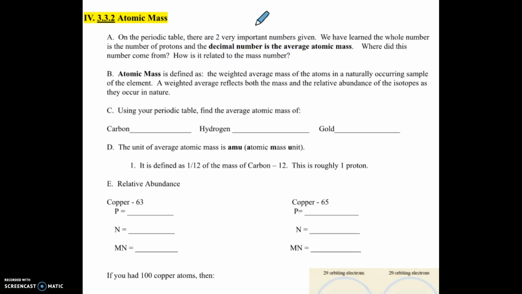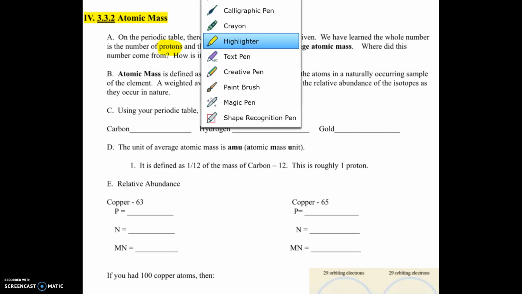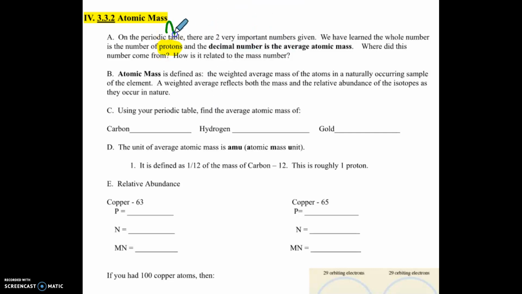We're on page 9 looking at average atomic mass. So you've seen it on the periodic table a couple times, but on the periodic table there are two very important numbers given. We have learned the whole number is the number of protons. That's the atomic number, which equals your number of protons. And the decimal number is the average atomic mass. We'll abbreviate that AAM. That is the decimal number. So where did this number actually come from? And how is it related to the mass number?